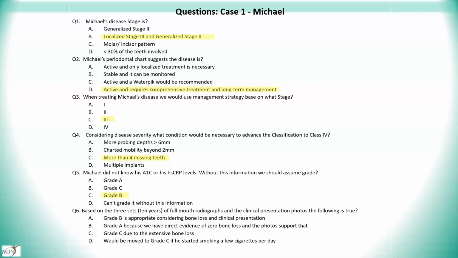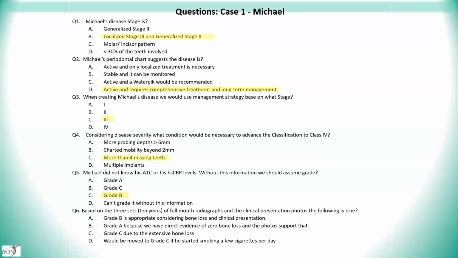And then based on these 3 sets, this 10 years of full mouth radiographs and the clinical presentation photos, what is true? Is it true that grade B is appropriate considering the bone loss and clinical presentation? We know that's pretty true. Is it grade A because we have direct evidence? No, the clinical photos don't support that. However, the bone loss on the radiographs does support. You could argue it could be grade A, but not the photos.